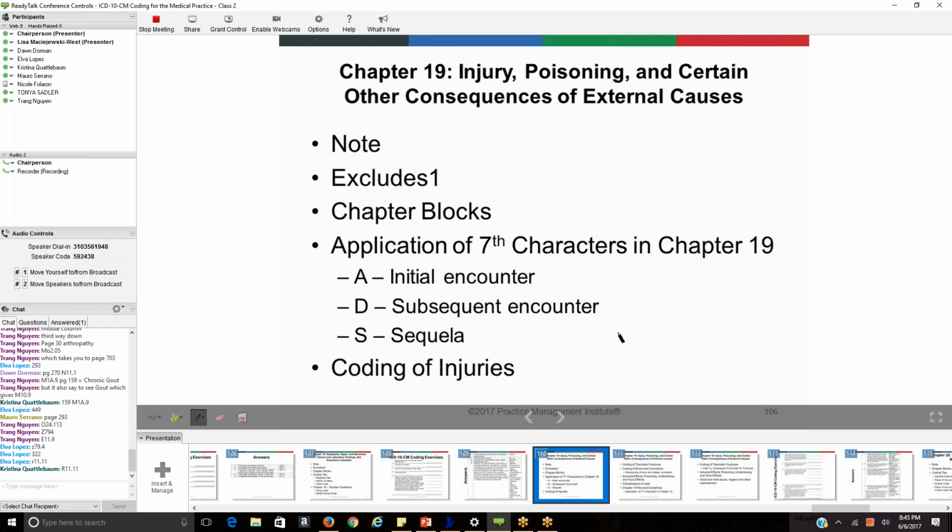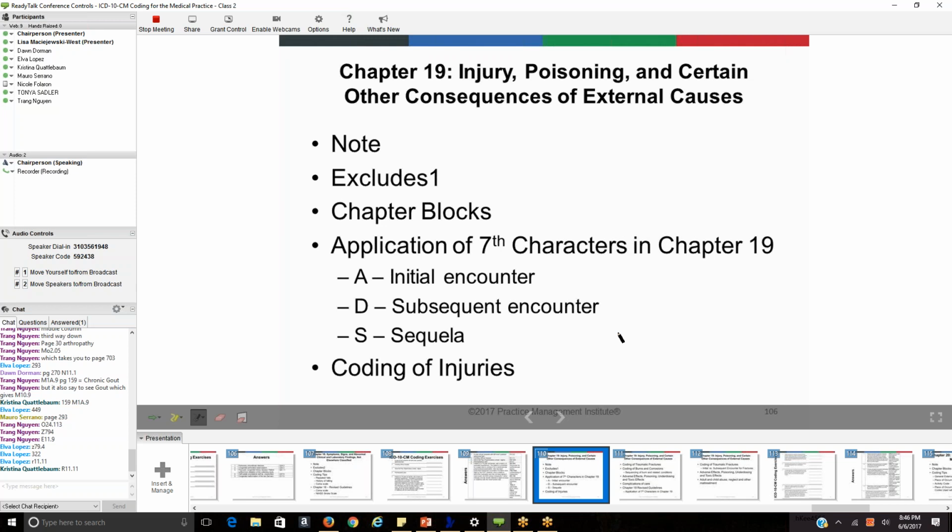Chapter 19 and Chapter 20 are companion chapters because in most cases when you code from Chapter 19, you're also going to have to code from Chapter 20. So before we do any coding in Chapter 19, I would like you to go to your workbook, page 113. Yes, page 113. These are going to be your external causes.